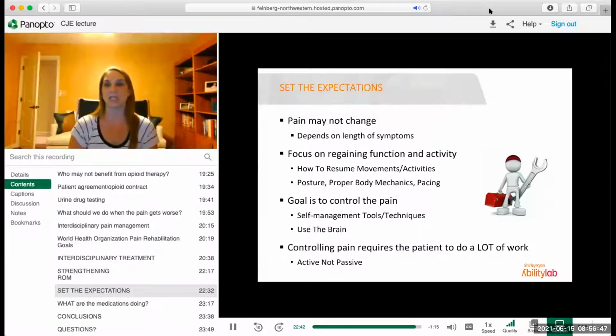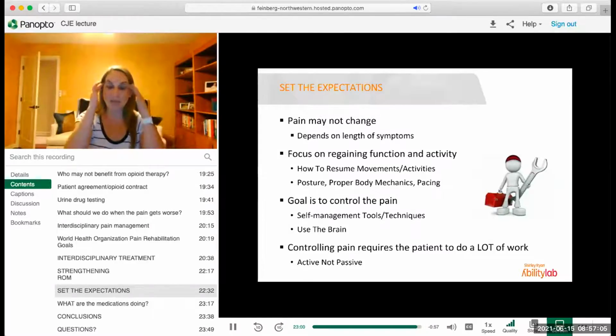Even if their pain is still a 6 out of 10, but now they're able to go to work, go to the store, be with their friends and family, go out to dinner again, they're managing their pain. That's still a win. We want to get them resuming movements and activities, look at posture, body mechanics, pacing, really teach them how to self-manage the pain, give them as many tools in their toolbox.